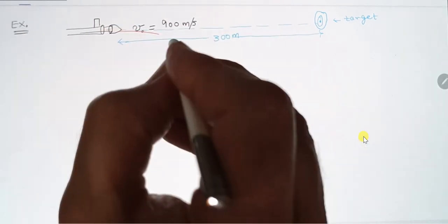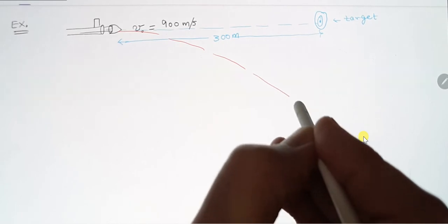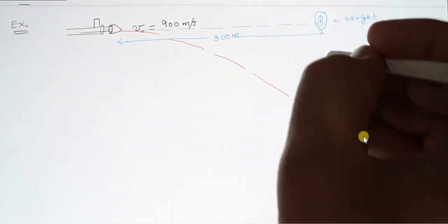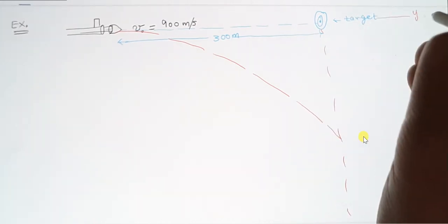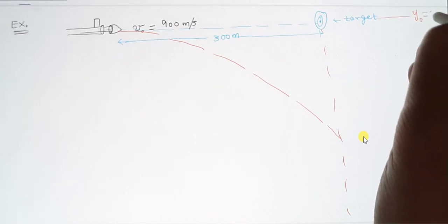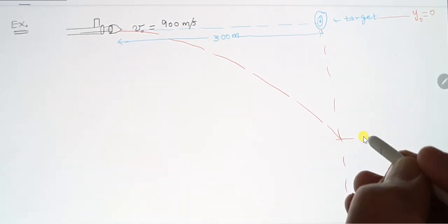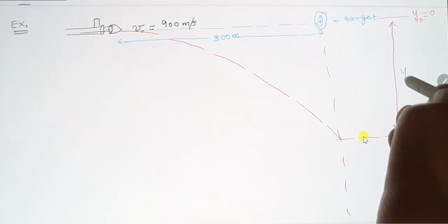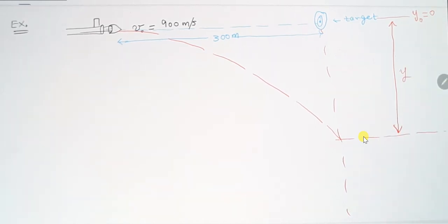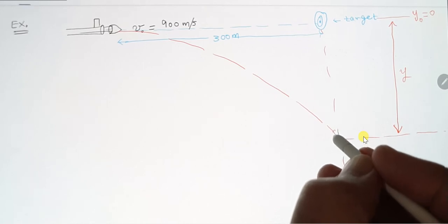So in reality, the motion will look like this. This is y naught equal to 0. And now we have, this is my y. So the bullet will reach here. So this is my bullet.